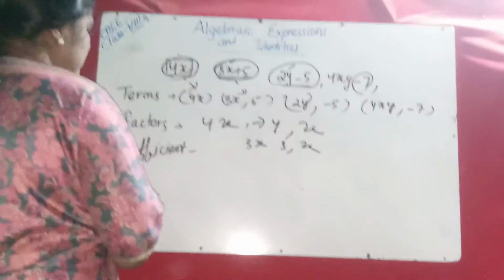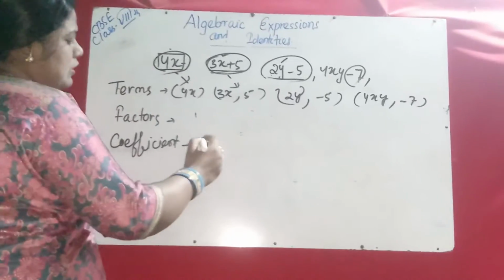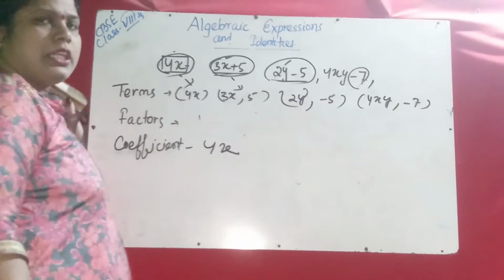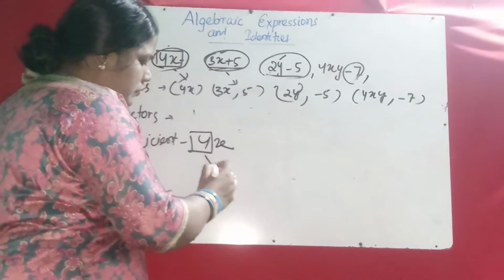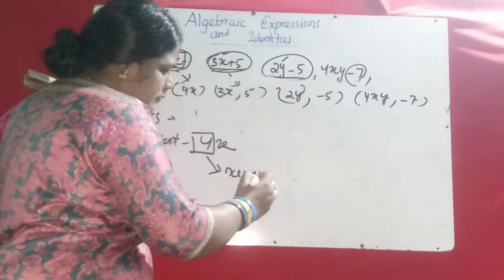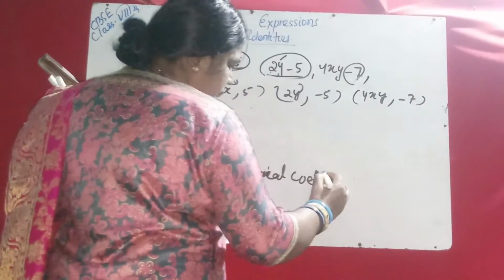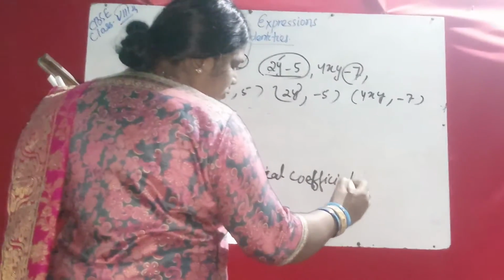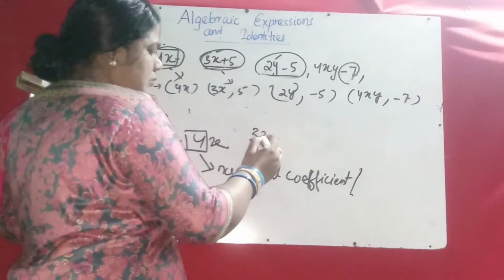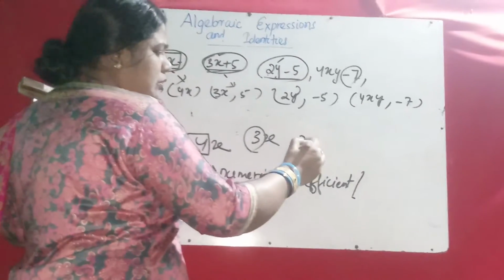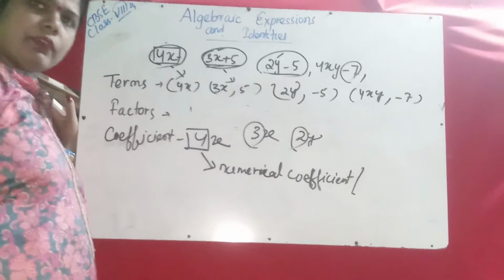Then coefficient, what? You can get the numerical coefficient. Numerical coefficient means, suppose 4x. What is the numerical coefficient of 4x? It is 4. Only 4 is called the numerical coefficient, or simply you say coefficient. Suppose in 3x the coefficient is 3. In 2y the coefficient is 2. Okay.